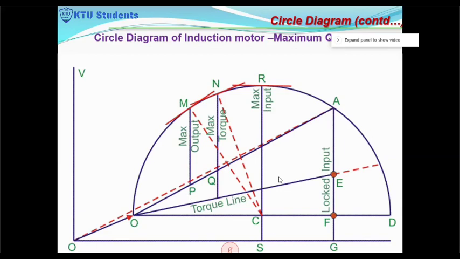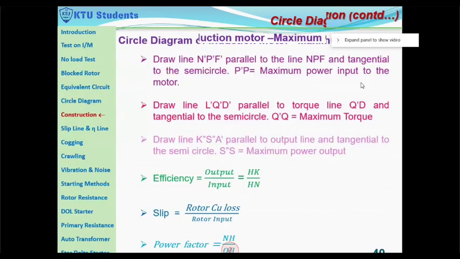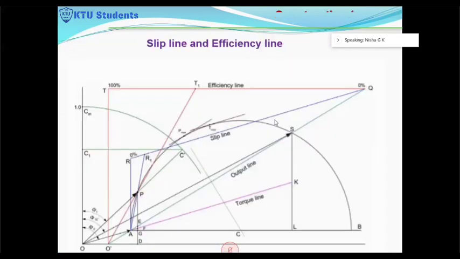In a similar way, you can draw the maximum input also. So from the reference axis, draw a line parallel to the circle. That will be the maximum point. And then you can draw a vertical line. So that will be the maximum input. Thus, we can see the maximum input, maximum output and the maximum power.